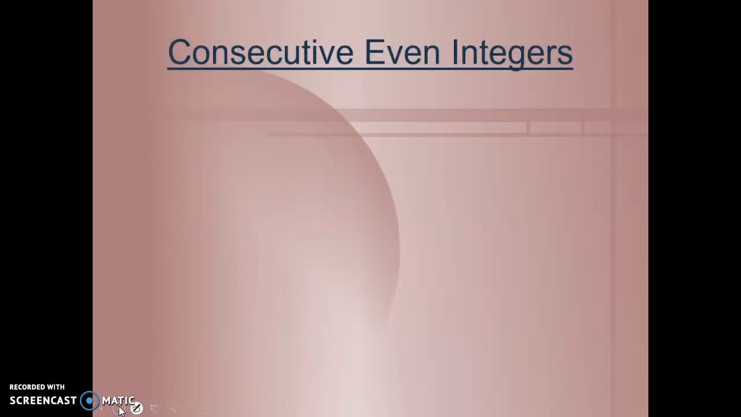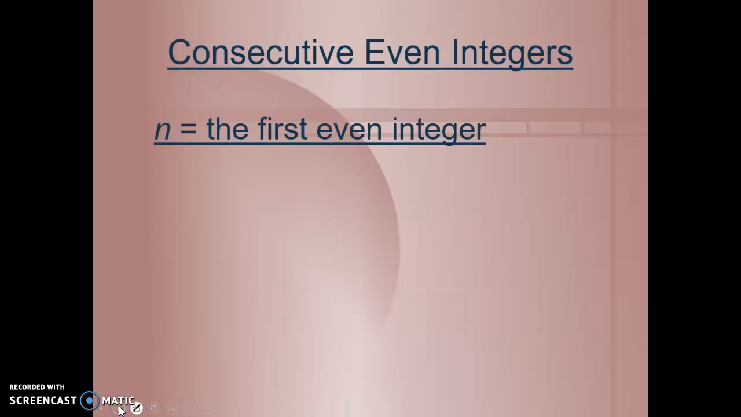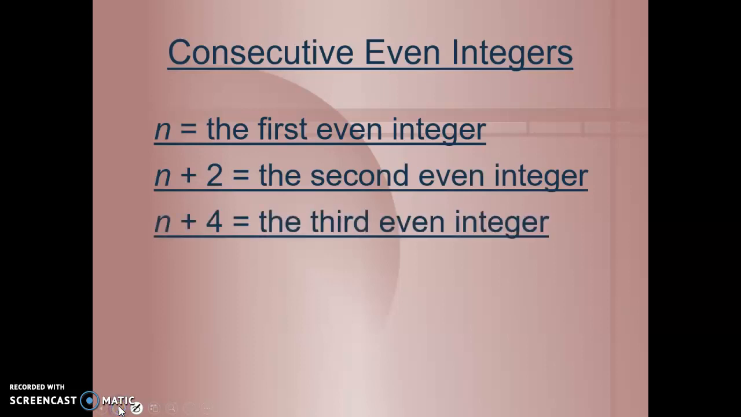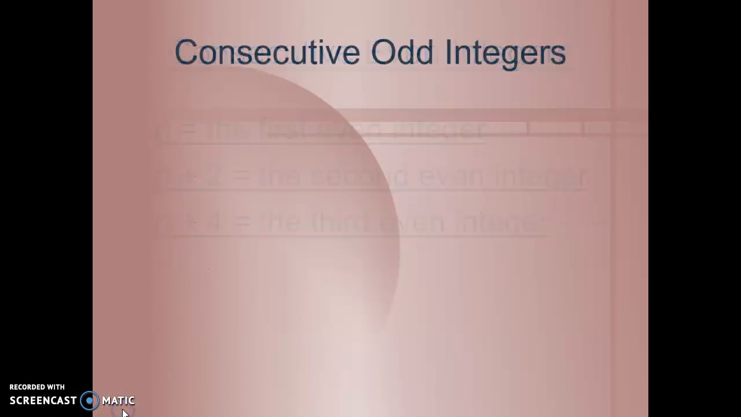Sometimes we'll be asked to find consecutive even integers. Well, how far apart is each even number on the number line? It's 2. So if we start with n as our first number, the next number is 2 more, so n plus 2. And the next number is 4 more than the original, n plus 4. If we had one more integer, what would it be? What would the fourth even integer be represented as? Hopefully you said n plus 6. And it would continue n plus 8, n plus 10, for however many integers we needed to find.